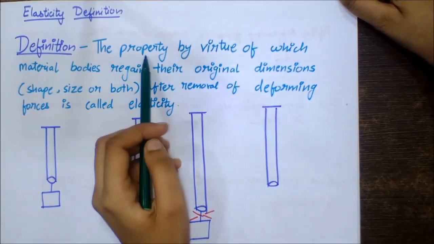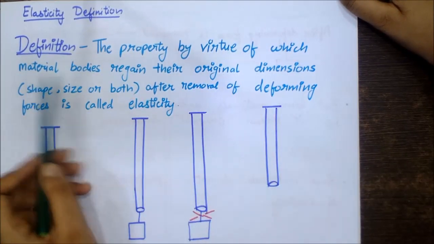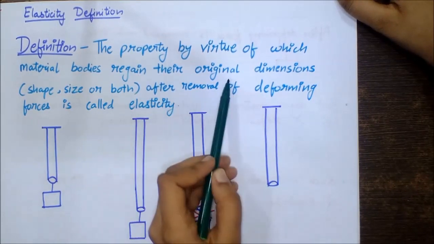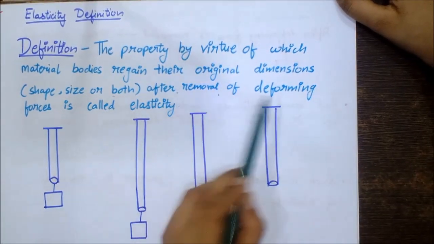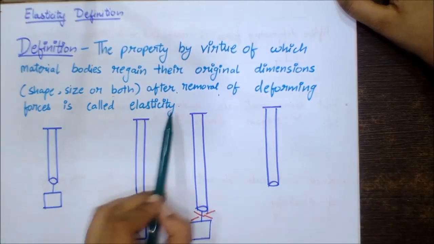We'll first define elasticity. Elasticity definition: the property by virtue of which material bodies regain their original dimensions, that is size, shape or both, after removal of deforming forces is called elasticity.